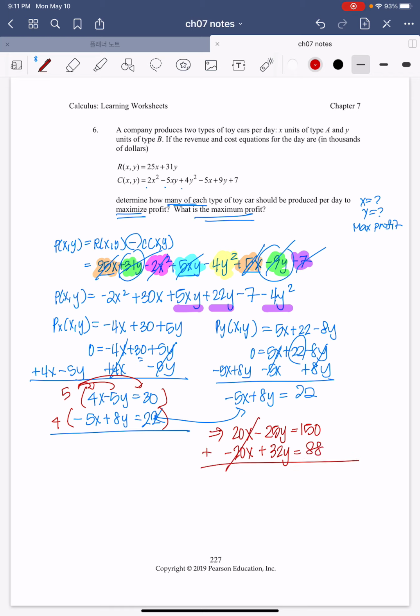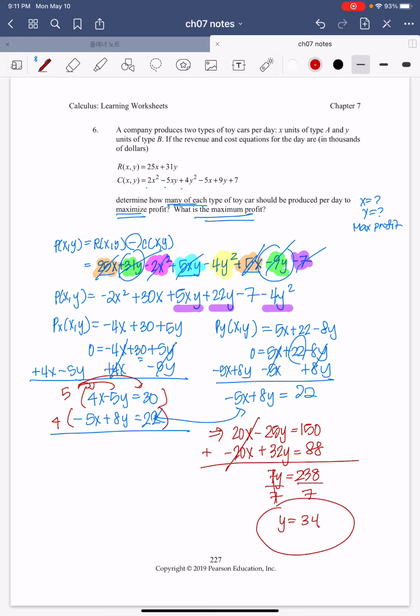Adding these, the x term disappears. And then we have 32 take away 25, 7y. And then 150 plus 88, I have 238. And I'm going to divide it by 7. So I end up having y is equal to 34.